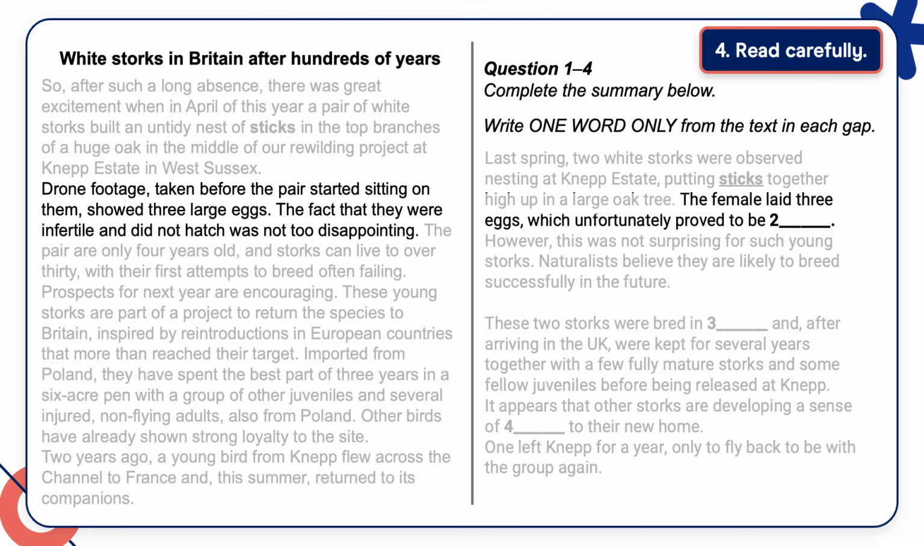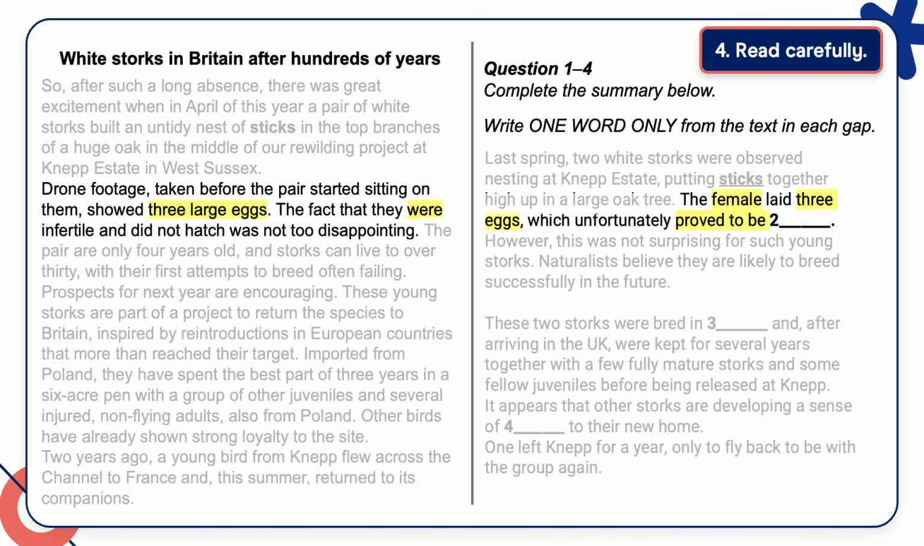Let's move on to the next part of the summary to find the answer to number 2. As we read, remember the keywords from the summary: female, 3 eggs, and proved to be. Drone footage taken before the pair started sitting on them showed 3 large eggs. The fact that they were infertile and did not hatch was not too disappointing. The phrase 3 large eggs tells us that we're in the right place.